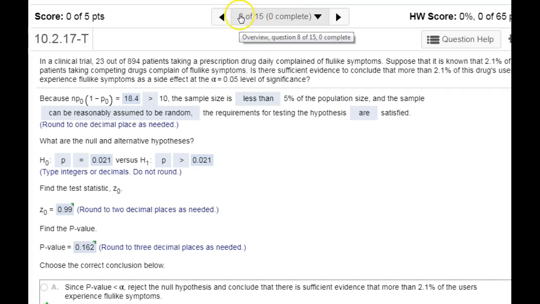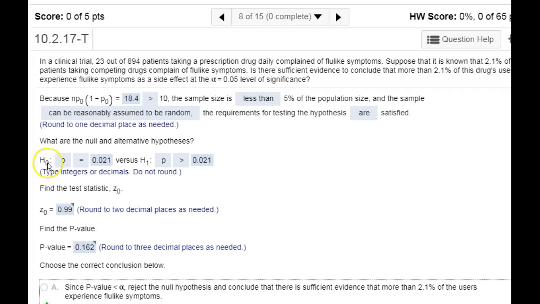For number 8, we have a similar type of problem to 6 and 7, but we have a story going on here, some context behind the numbers. And so the gist of it is that there's a new drug out, and that for similar drugs, 2.1% of patients complain of flu-like symptoms. So we're going to see if there's evidence that this new drug, that more than 2.1% of its users experience flu-like symptoms. So we gathered a large sample and saw how many people out of that sample complained of flu-like symptoms, and we're going to see if we can verify that it's more than 2.1% or not.